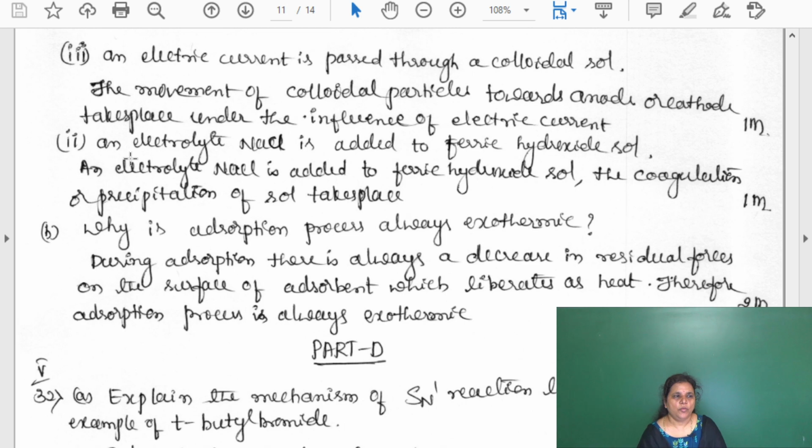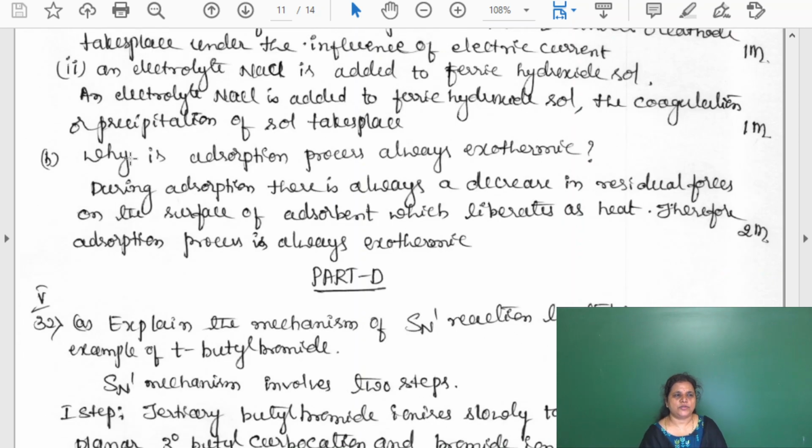Okay, now move on to this. An electrolyte sodium chloride is added to ferric hydroxide sol. The electrolyte sodium chloride, when it is added to ferric hydroxide sol, the coagulation or the precipitation takes place. Just you have to write coagulation or precipitation takes place. So that carries 1 mark.